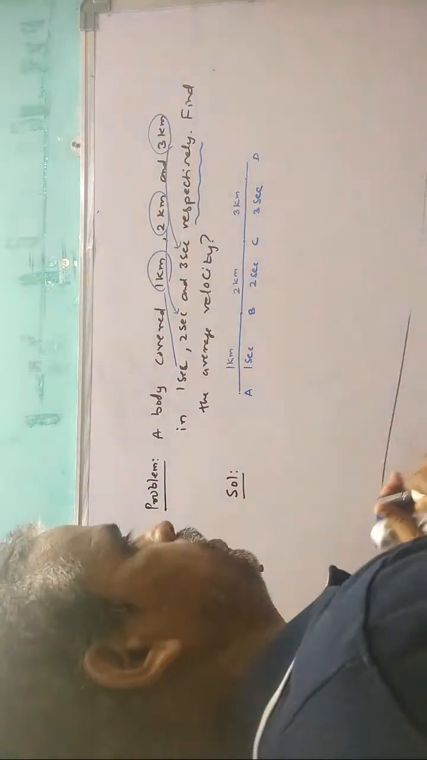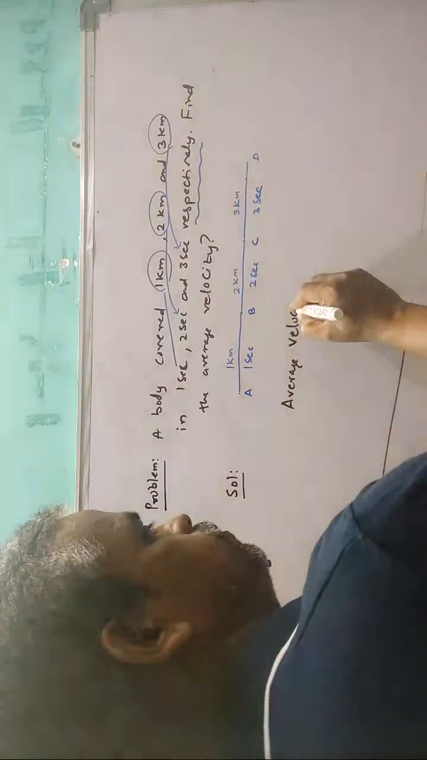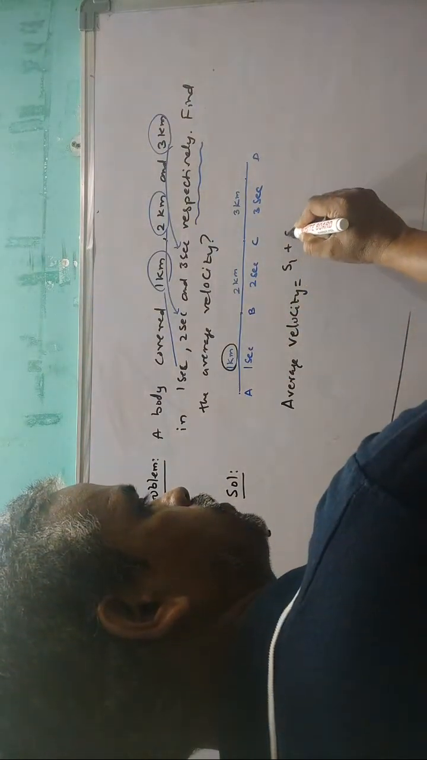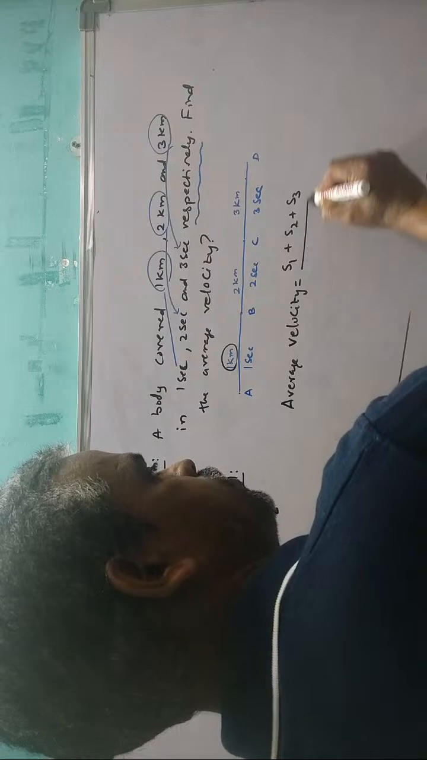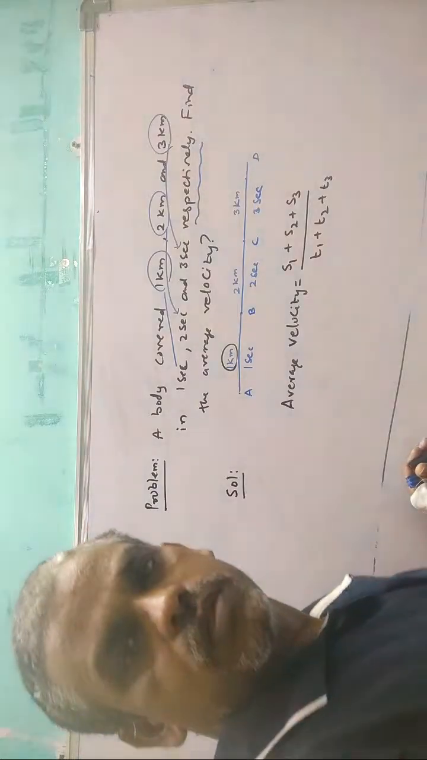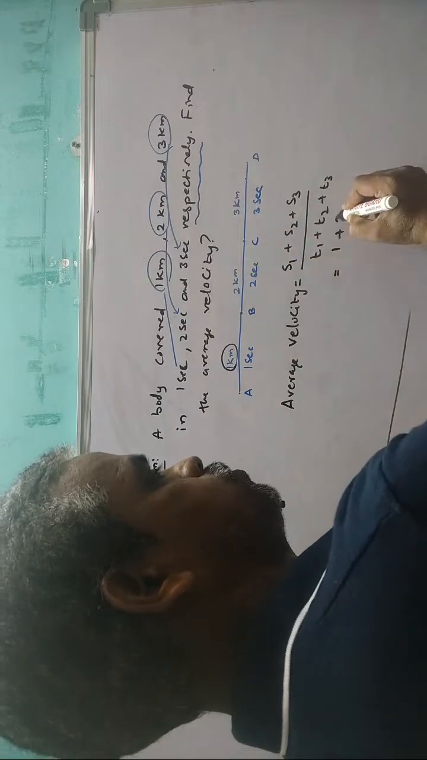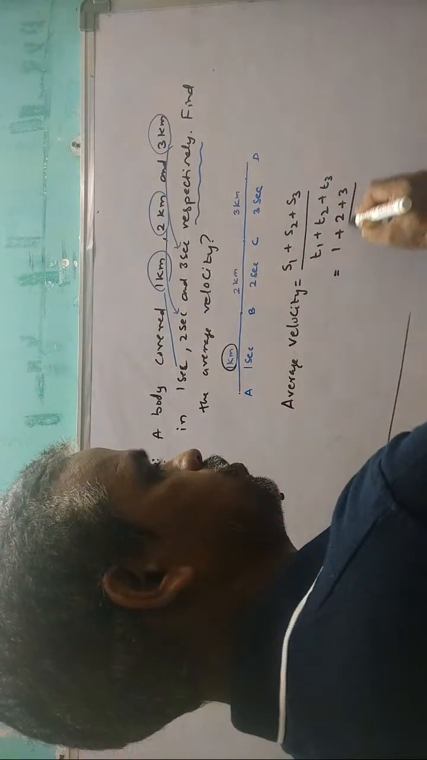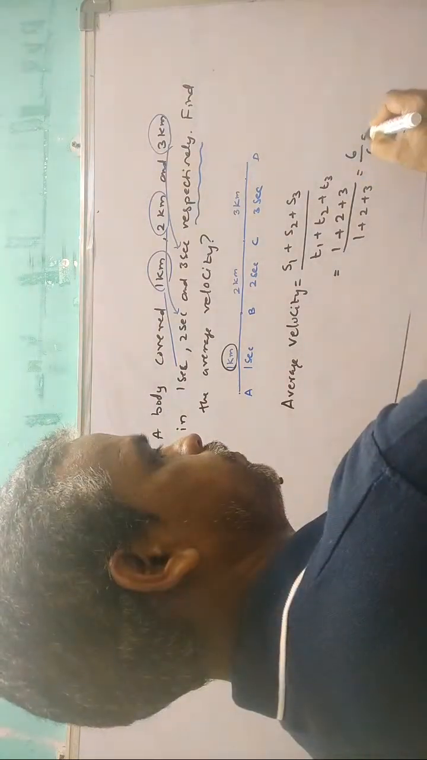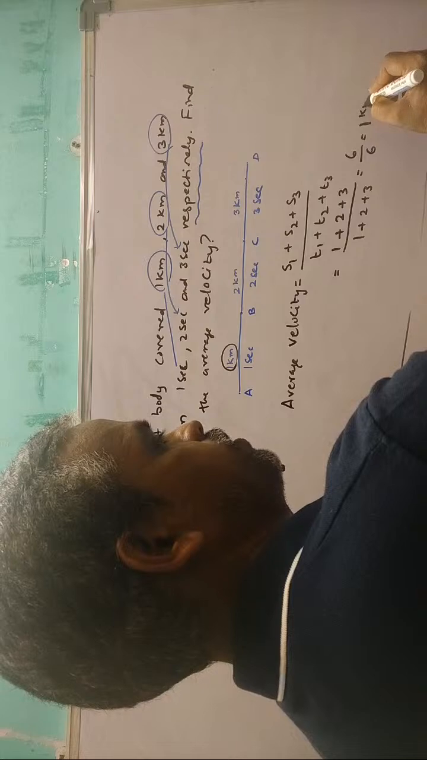So here average velocity equals S1 plus S2 plus S3 by T1 plus T2 plus T3. Is it? Now S1 1 kilometer, S2 2 kilometer, S3 3 kilometer, T1 1 second, 2 seconds, 3 seconds. So 6 by 6 you will get 1. So for this one, kilometer per second.